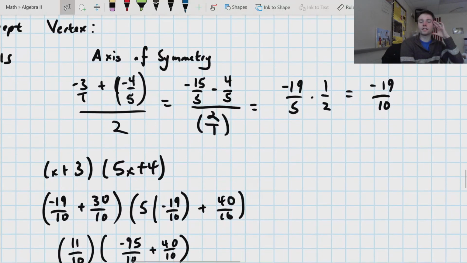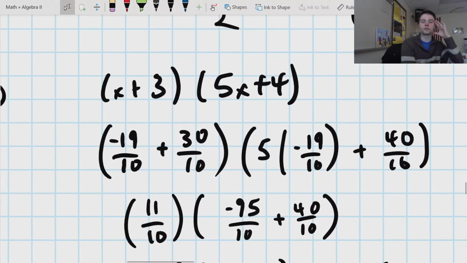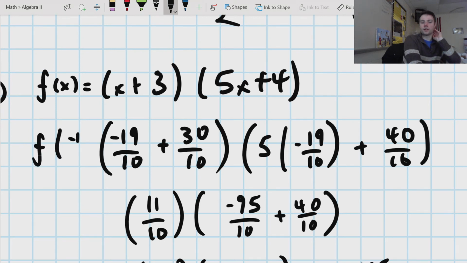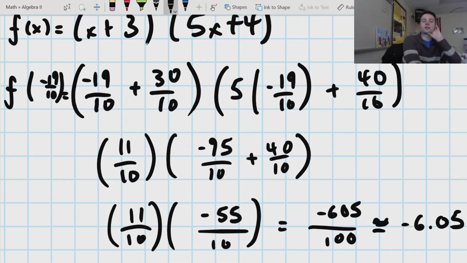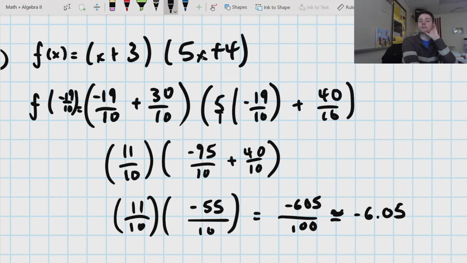Okay, so then I can take it and plug it into this function. So I plugged it into the factored form of f of x that we did. So I got f of negative 19 over 10 is equal to this. And I went ahead and converted them to common denominators. So I've got 3 to 30 over 10, and then 4 to 40 over 10. 5 over 1 is my fraction in front of x.